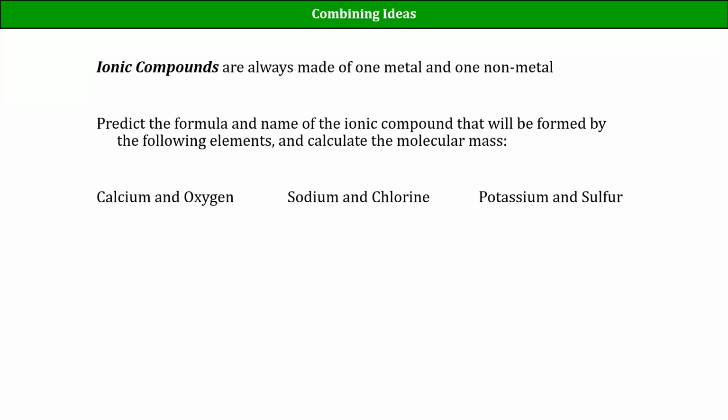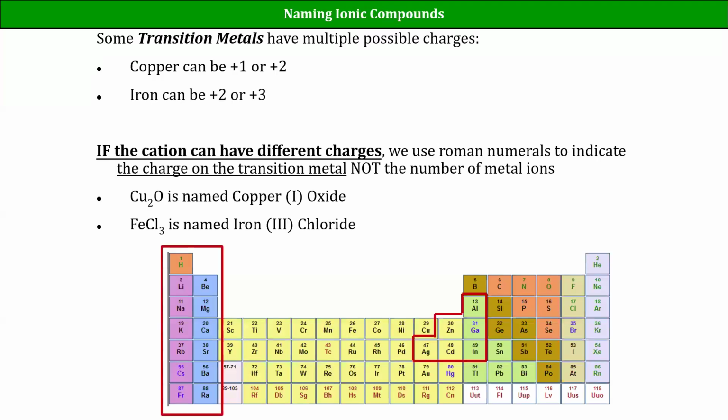All right, going back to this slide. If it's in one of these red boxes, that means that you don't put a Roman numeral with it. Because we know that everything in this first column is always a +1 when it's an ion. We know that aluminum is always a +3 when it's an ion. So we don't need to say aluminum 3. We can just say aluminum ion.